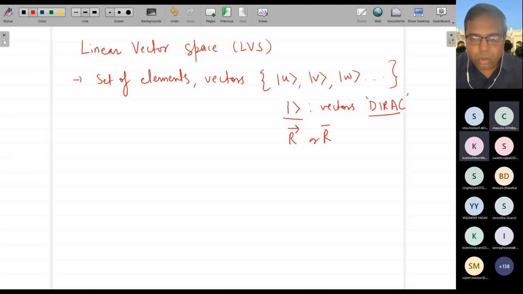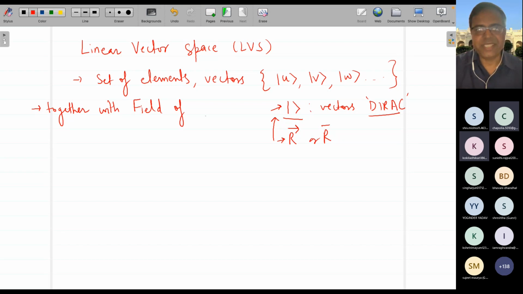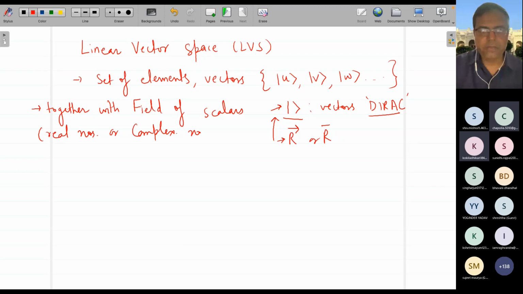So why do we put an arrow on top of it? It is just to remember that we are talking about three-dimensional vector space. I am giving this notation to generalize from three-dimensional vector space to something where we will still call them vectors, but no longer just the three-dimensional vector. So I'm talking about linear vector space. It is nothing but the set of elements which are called vectors, together with a field of scalars. Now scalars, when I am saying, these are either real numbers or complex numbers for our case. And I will denote them alpha, beta, gamma, and so on.